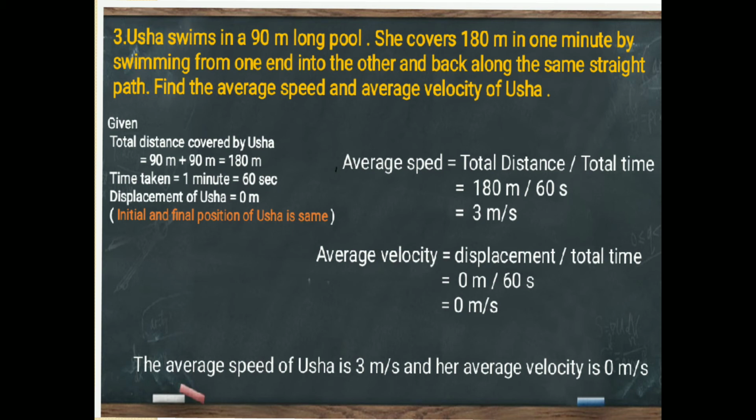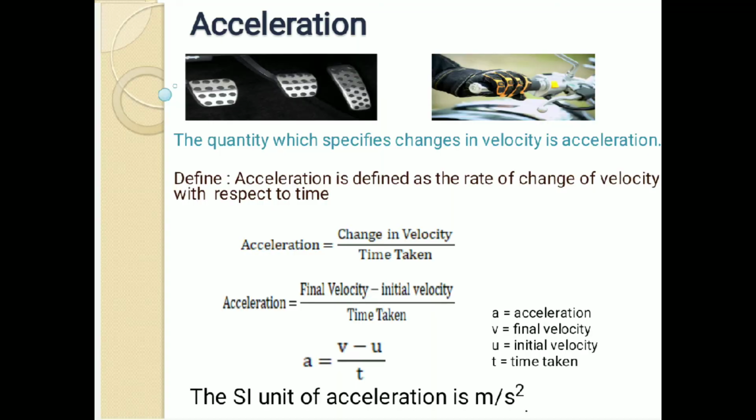So why is average velocity 0 here? Because our initial and final positions are the same. So the average speed of Usha is 3 meter per second and average velocity is 0 meter per second. So this is a very important sum. You can practice it yourself.